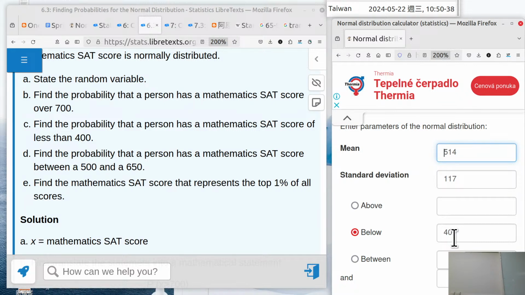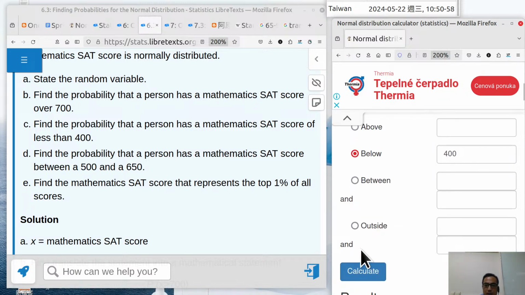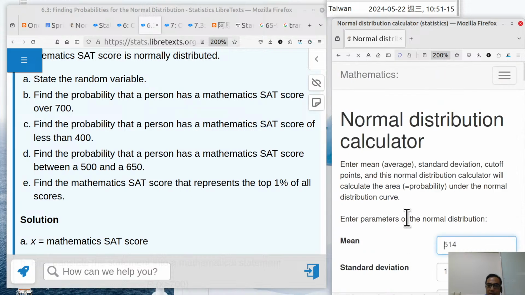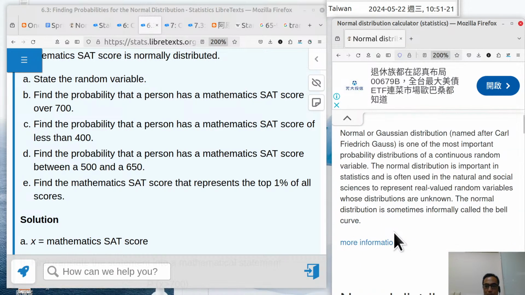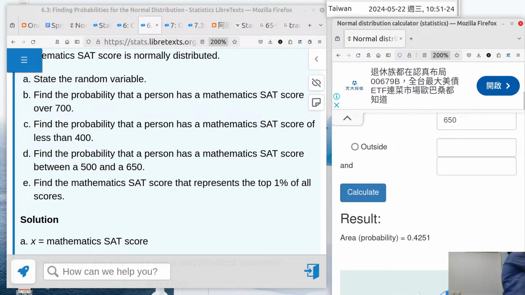Okay, the next question. Try to find the probability that a person has a mathematics SAT score between 500 and 650. We can use the website here. Between 500 and 650, and click calculate. Then we get the answer here. The probability is 0.4251.